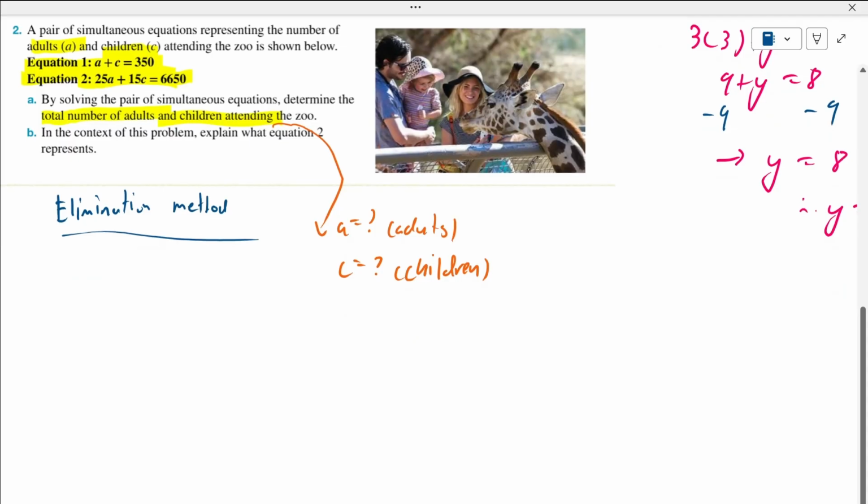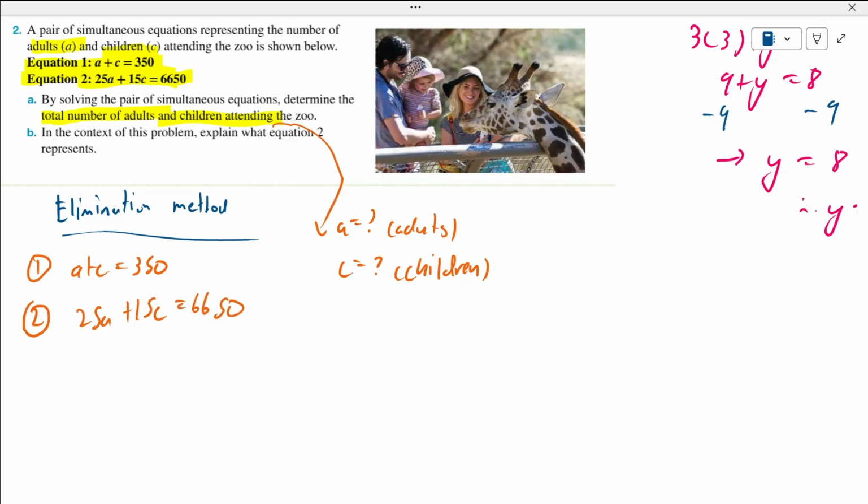So let's write down our equations. Equation 1 is A plus C equals 350. Forgive me for my handwriting. Equation 2 is 25A plus 15C equals 6,650.